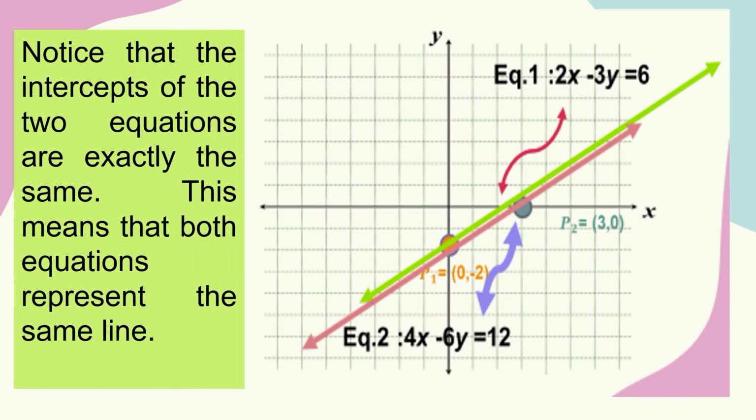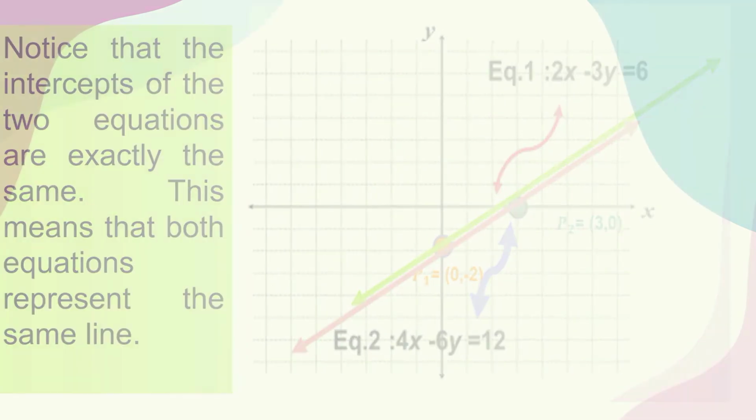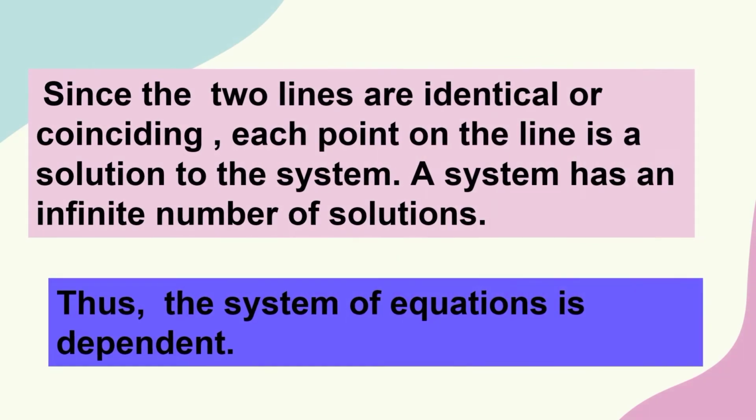Notice that the intercepts of the two equations are exactly the same. This means that both equations represent the same line. Since the two lines are identical or coinciding, each point on the line is a solution to the system. The system has an infinite number of solutions. Thus, the system of equations is dependent.